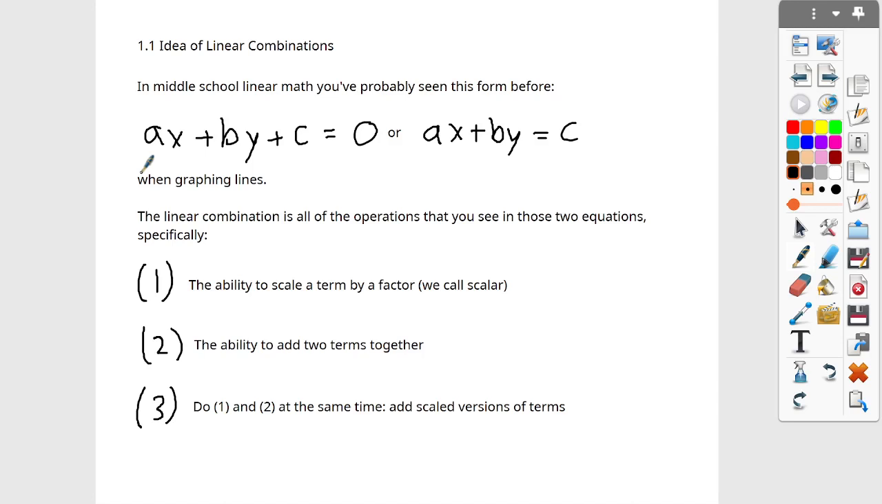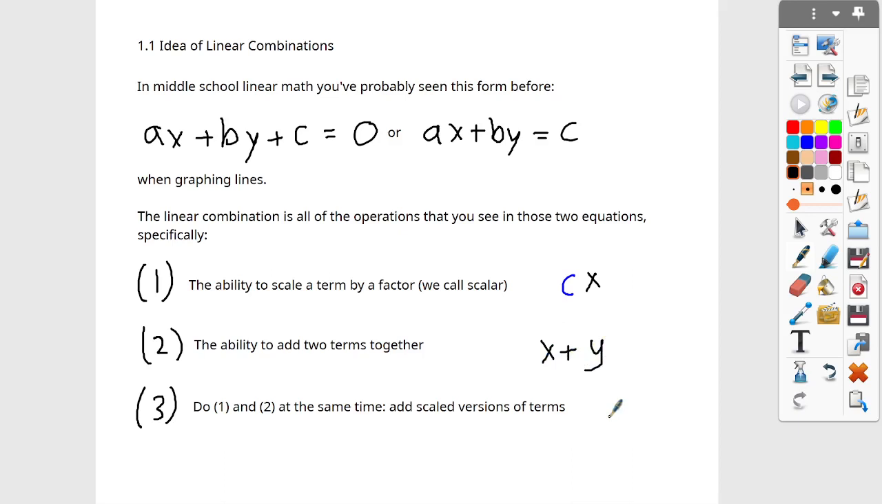But what makes these equations linear is that you can scale something by a factor. So if you have some variable x, you can scale it by a factor c. That is a scalar. The c is called a scalar, and that is allowed in the linear expression. You can also add two terms together. So how would that work? Well, it's just x plus y, right? So that is allowed under the linear classification as well.